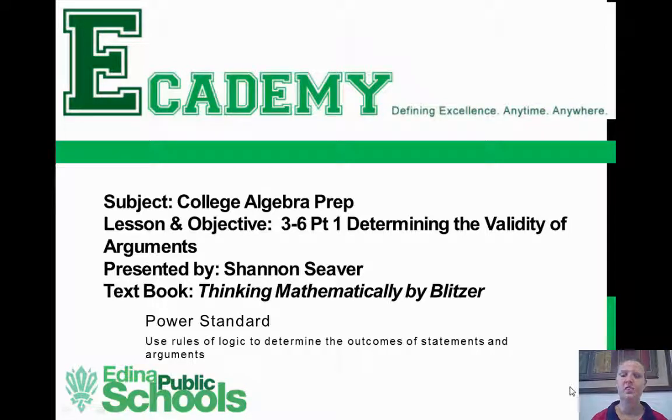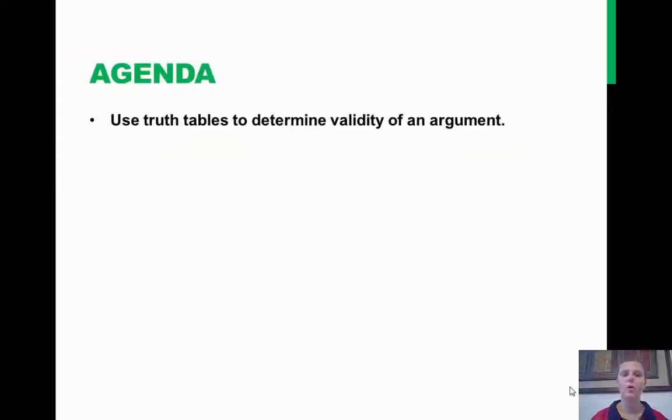Hi, this is Shannon Seaver, and today we're looking at section 3.6, determining the validity of arguments. We're going to determine the validity of an argument by using a truth table today.